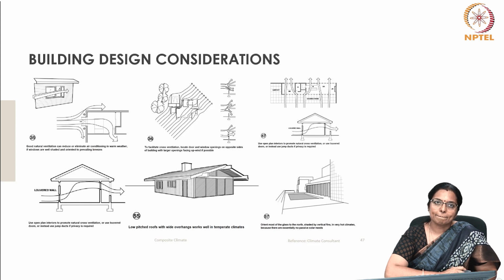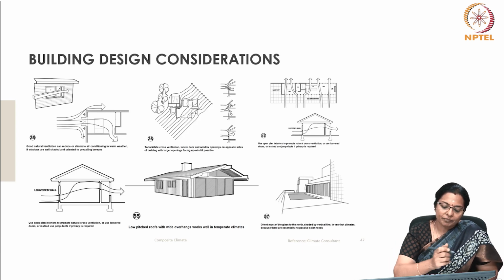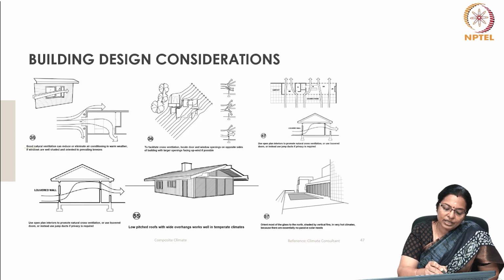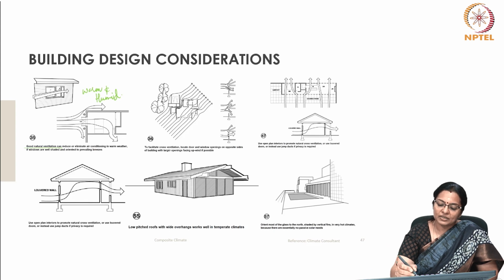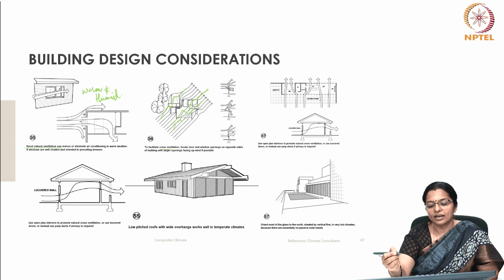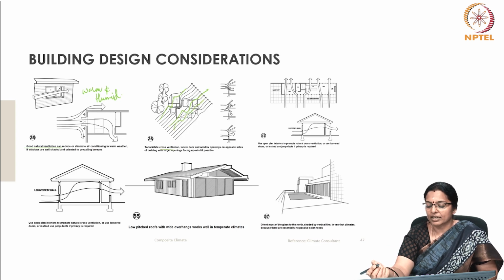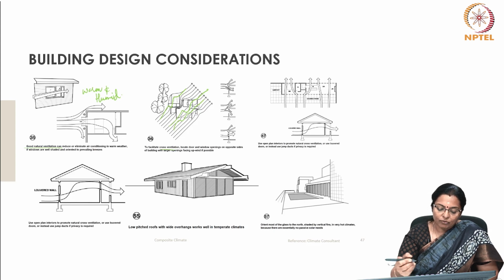Next, we will look at the design considerations where you need to have good natural ventilation during the warm and humid period, because if you try to do that in the hot period, you will bring in the hot air, which is the ambient air outside. To facilitate cross ventilation, you must have windows on opposite sides aligned along the primary wind direction. Use open plan inside also for cross ventilation.